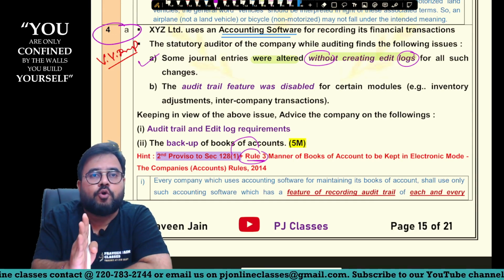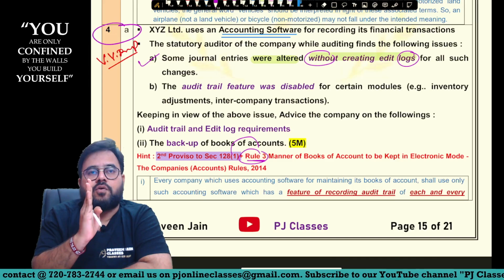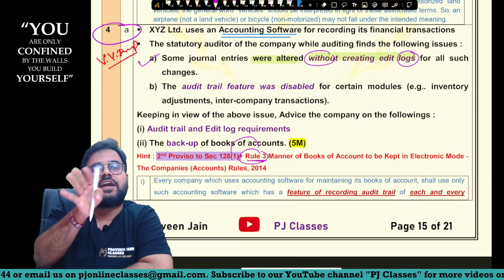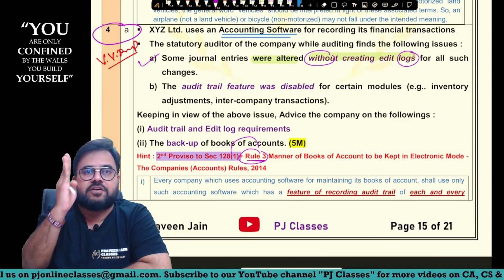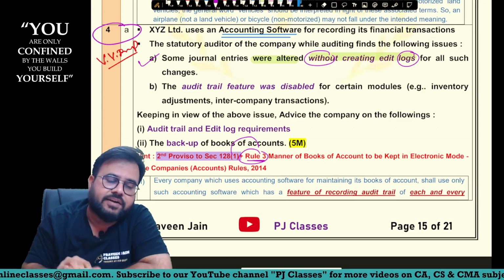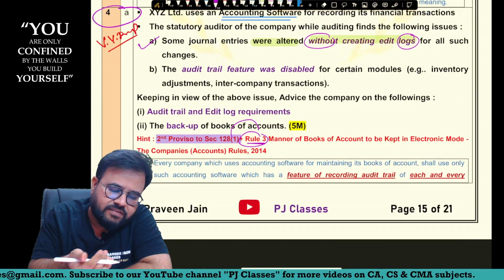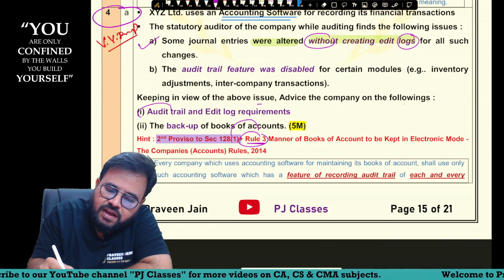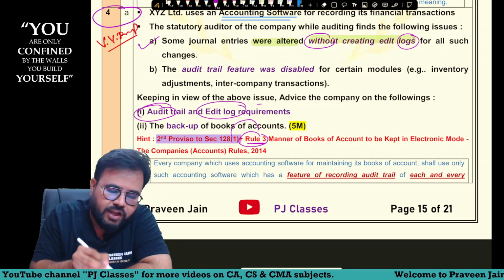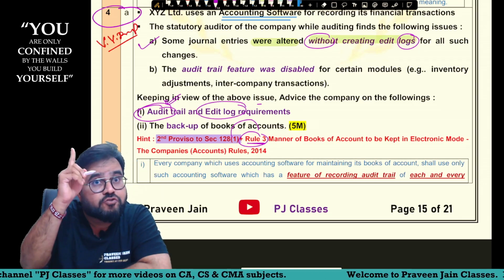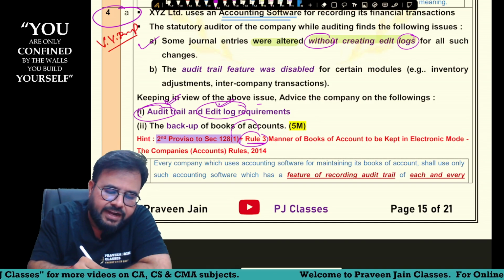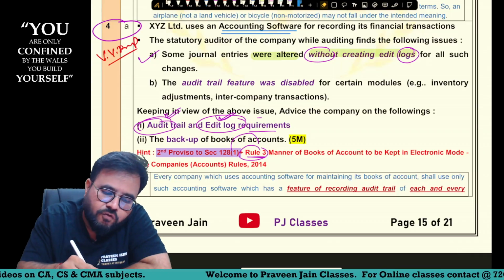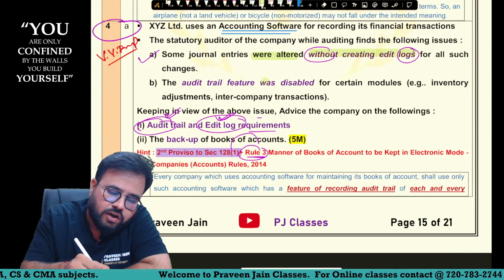Sir, whenever you are doing any alteration, that edit log has to be created. In other words, what was the journal entry before, what is the journal entry afterwards? That log, that register has to be created, sir. So is this allowed? Answer is no. So keeping in view the above issue, advise the company on the following: audit trail and edit log requirements. So audit trail feature has to be enabled plus edit log requirements have to be met, sir. The audit trail feature was disabled. Can I say this is also not allowed, sir?